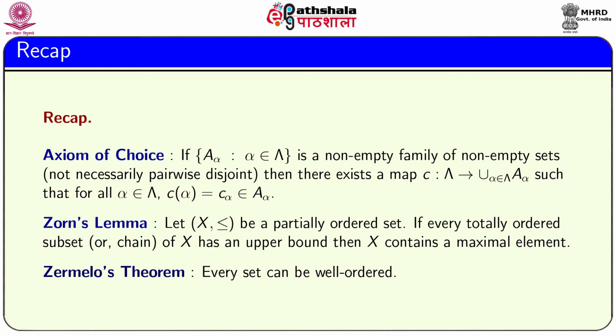Zorn's lemma says that if we start with a partially ordered set X and if every totally ordered subset of X has an upper bound, then X contains a maximal element. And finally, Zermelo's theorem says that every set can be well ordered.